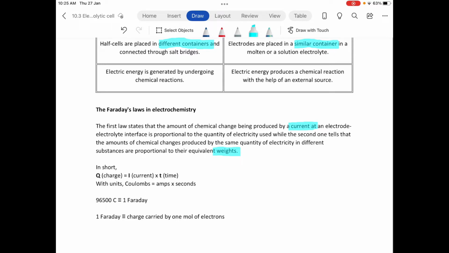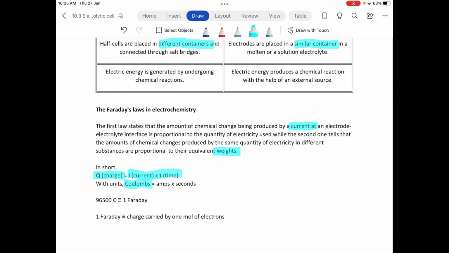We can also express this in the form of a mathematical formula, which is Q, or charge, equals I times T. I is the amount of current, while T is the amount of time taken for the reaction to happen. So the higher the current we use and the longer the time we take, the more charge is used. And the more charge, the more product we can produce. If we calculate charge using this formula, we will get the charge in the unit coulomb.